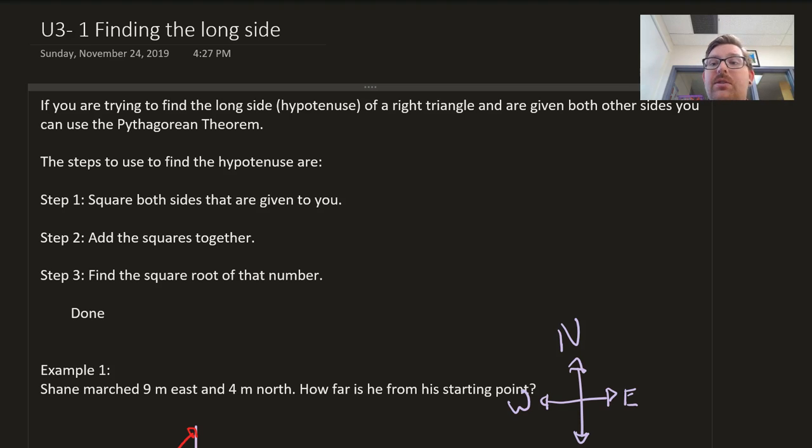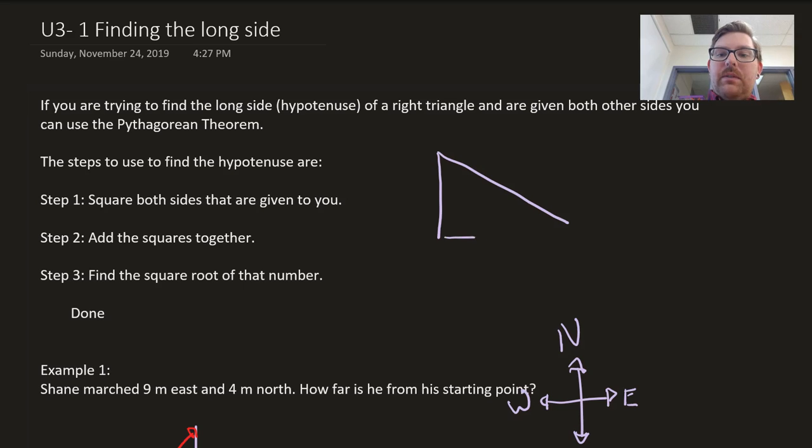Okay, so there's 3 steps on finding the length of the hypotenuse. Here they are. Step 1, square both sides that you are given. Let's say we have a right triangle right over here. I'm going to label them A, B, and C. If you are given B and A, you're going to square them first individually, so A squared and B squared, and then you're going to add them together. That's step 2, adding together. And then finally, the last one is finding the square root of that answer. Okay, and that's all it takes.